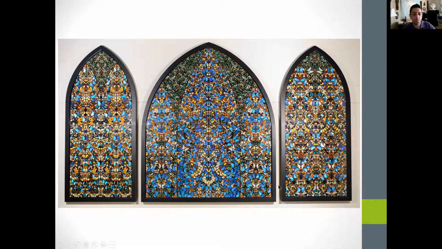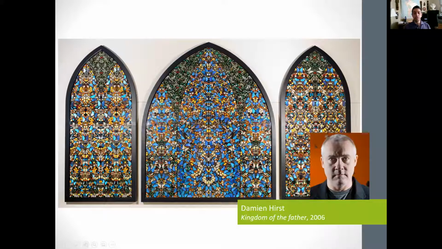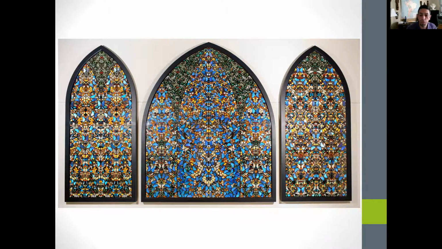And here's an artwork. Damien Hirst, Kingdom of the Father. And these are all symmetrical pieces, right? So there's symmetry both in the center piece, as well as in the side pieces. If it's split in half, it's very much the same as the other, as well as the whole thing. So we split it down the center. This half is basically the same as that half. And that is symmetrical work.